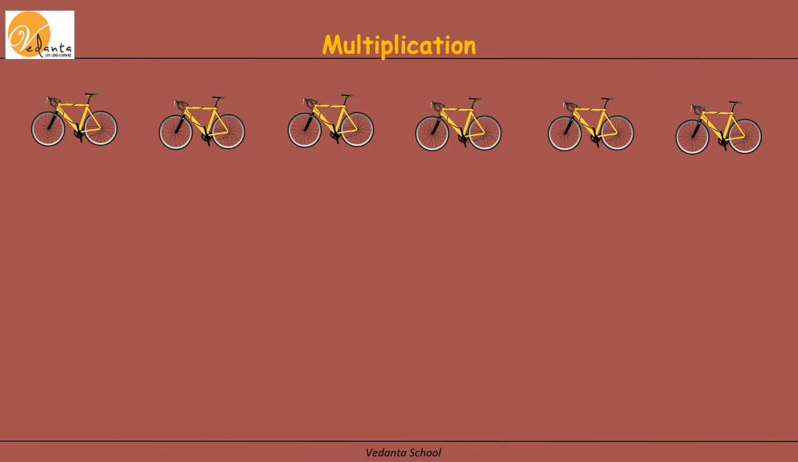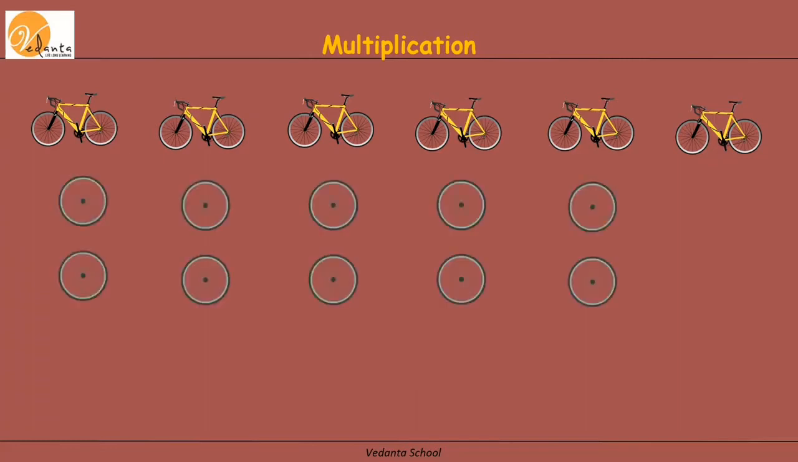How many cycles are there here, kids? Yes, 6 cycles. Now can you find and tell me how many wheels are there for these 6 cycles? Let us check your answer. The same way, each and every cycle has 2 wheels, right? And we have to add 2 6 times.